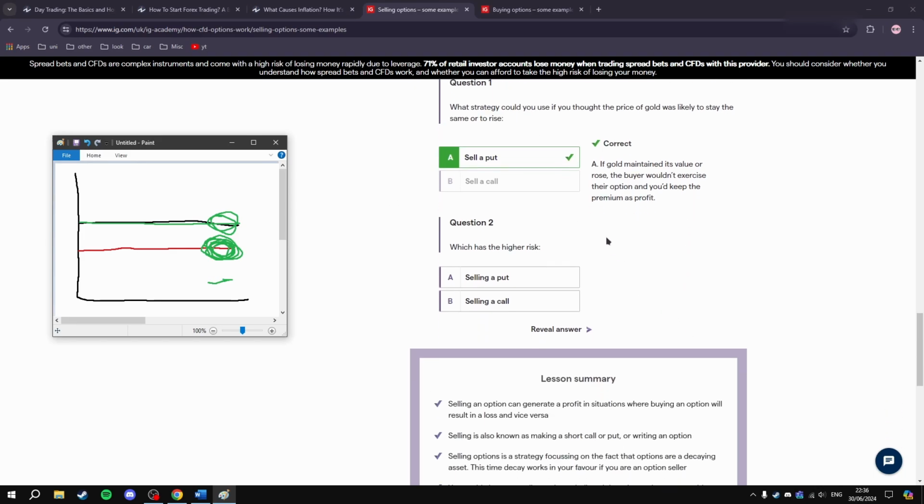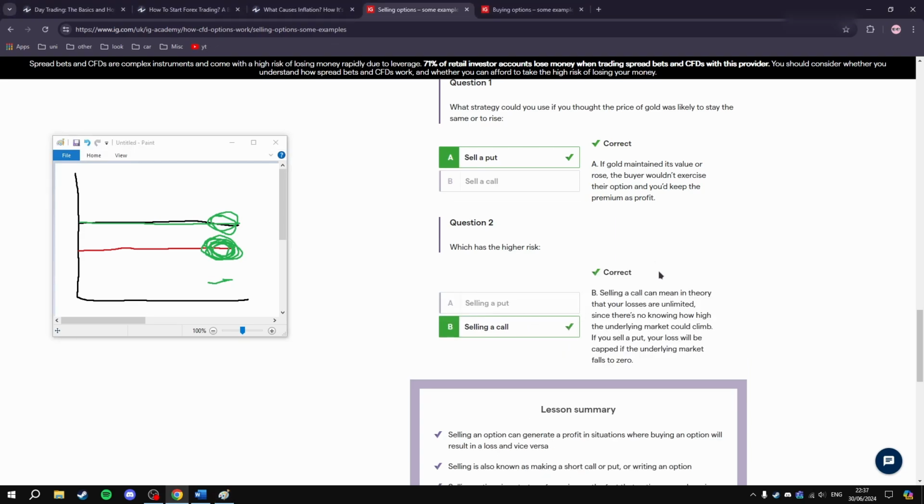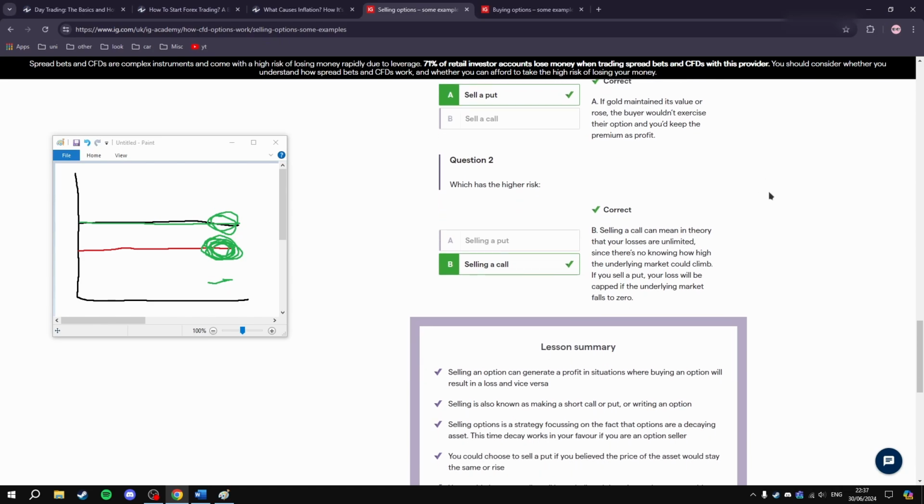Okay, question 2. Which has a higher risk: selling a put or selling a call? It's selling a call option, isn't it? Because the underlying value of the asset could rise to infinity, so your loss is technically unlimited. Selling a call can mean in theory that your losses are unlimited, since there's no knowing how high the underlying market could climb. If you sell a put, your loss will be capped if the underlying market falls to zero. Yeah.